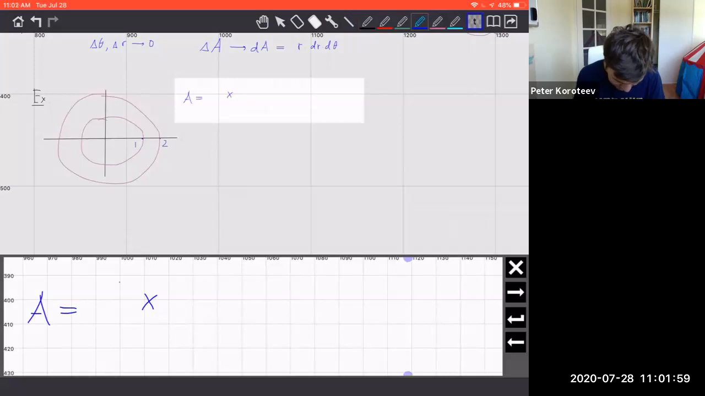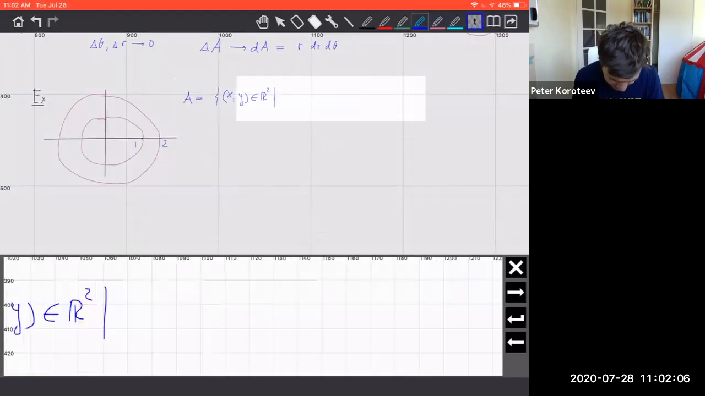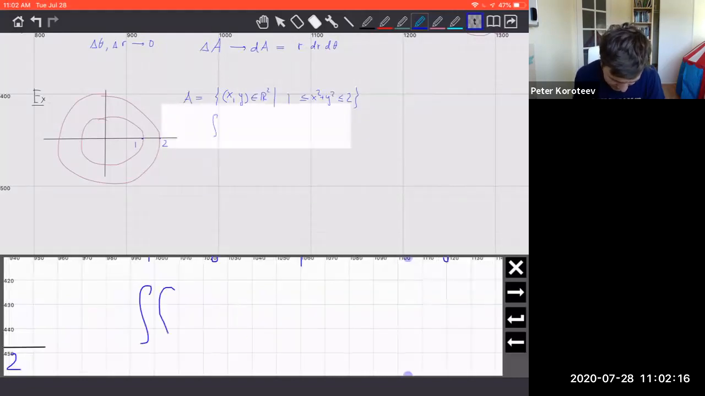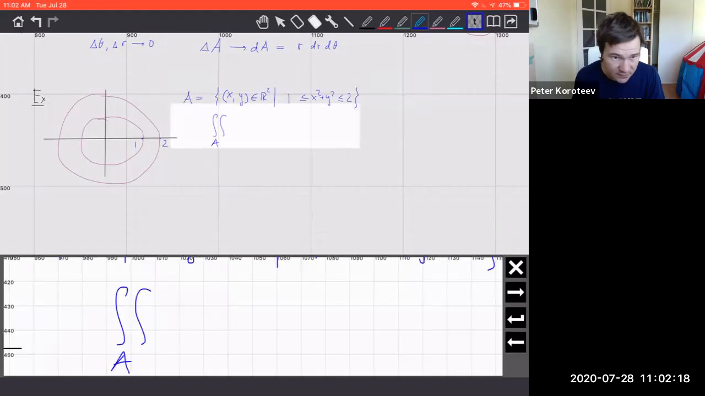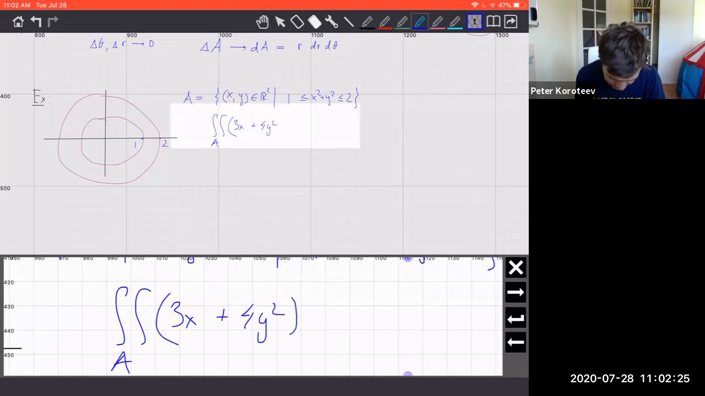It is given by the set of points x and y on a plane such that x squared plus y squared is between 1 and 2. And let's integrate over this annulus the function given by (3x plus 4y) squared dx dy.